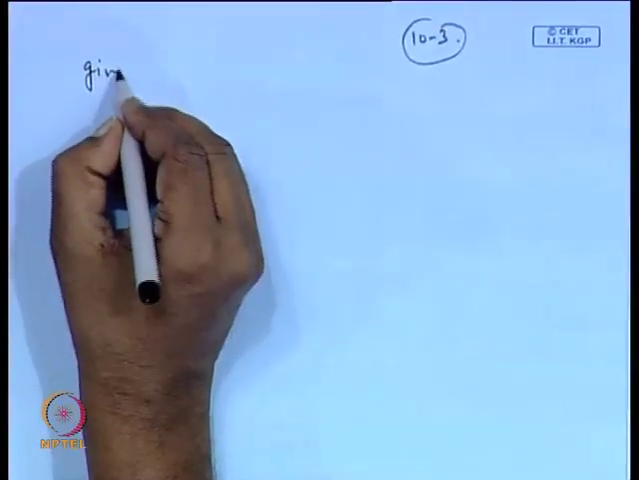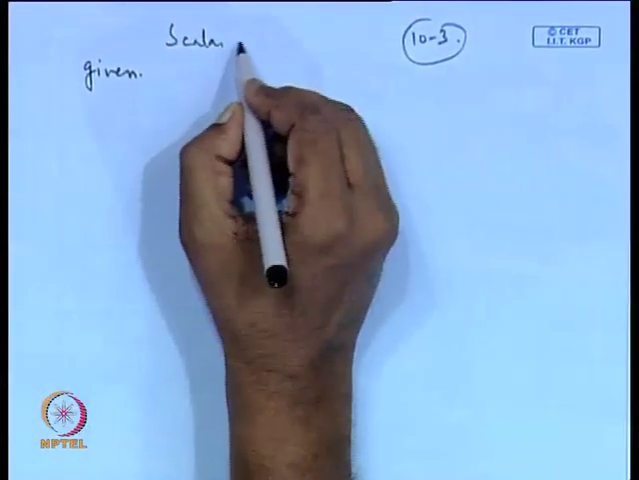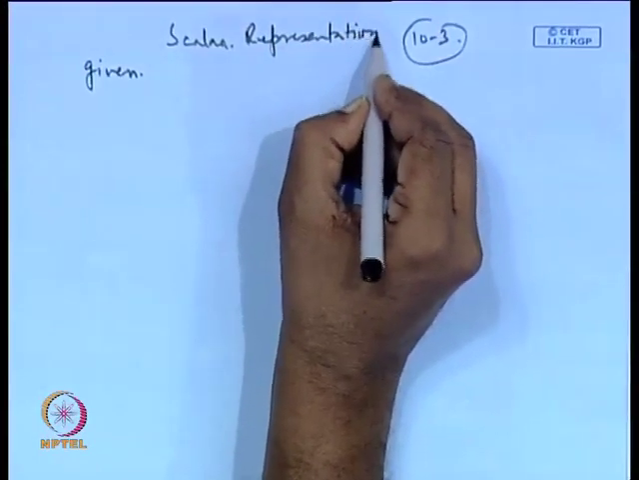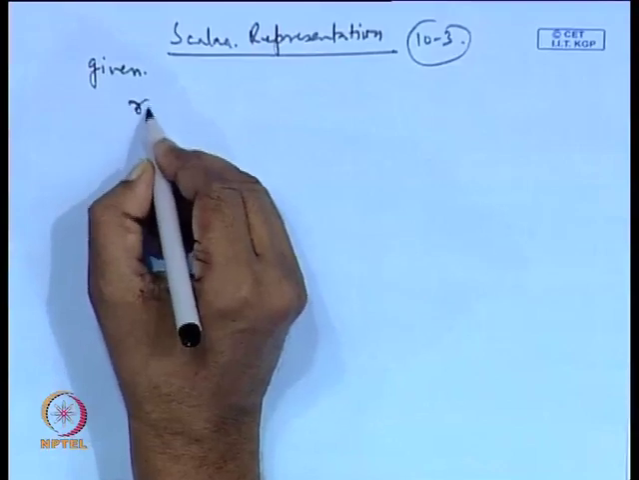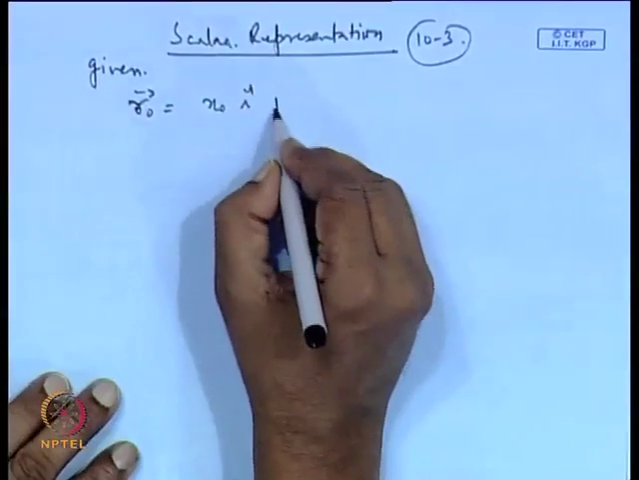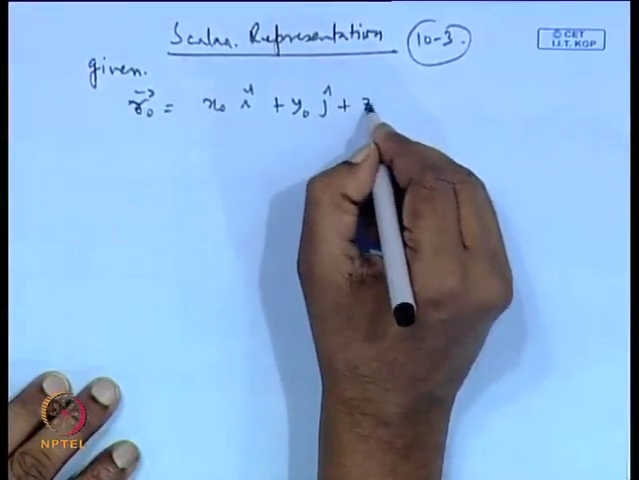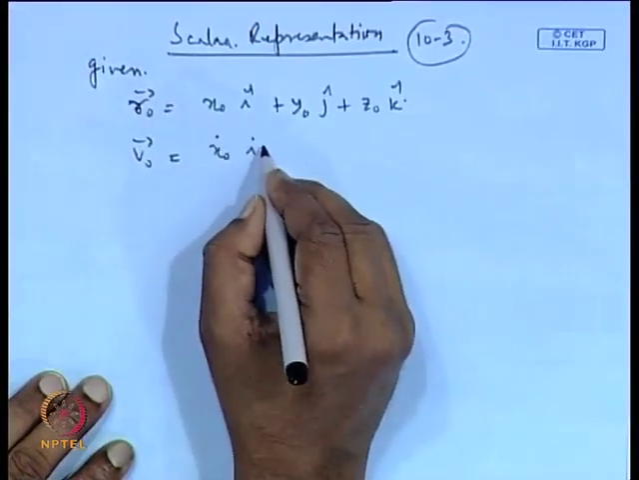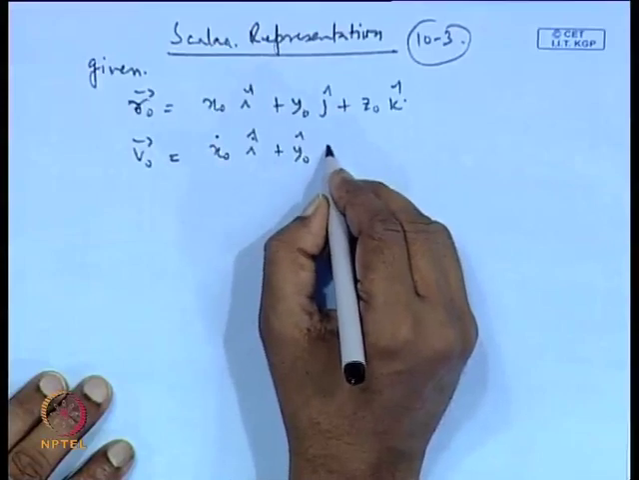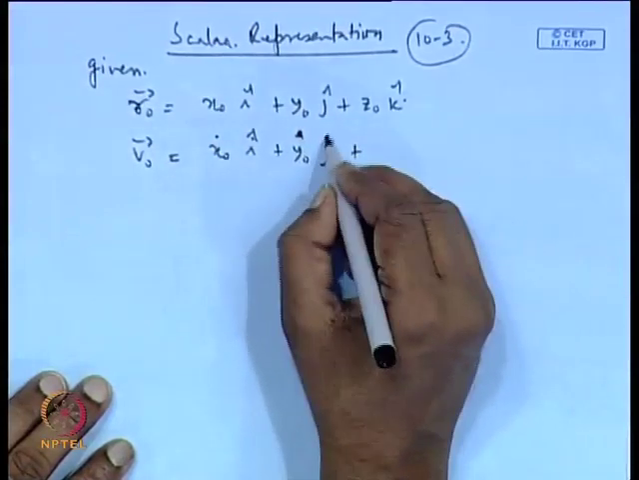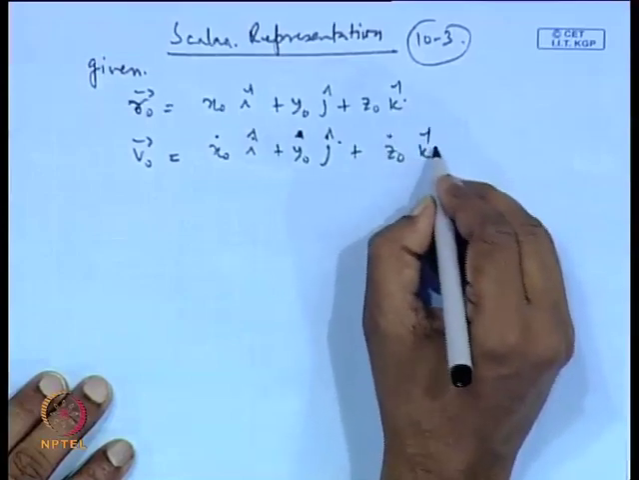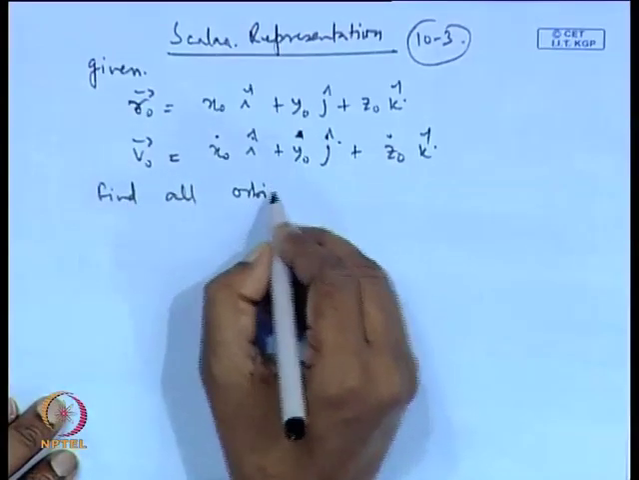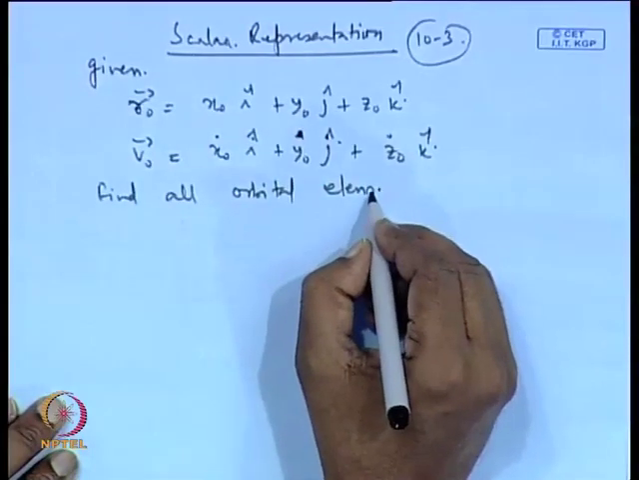So, given the scalar representation, r 0 is equal to x 0 i plus y 0 j plus z 0 k, and v 0 is equal to x dot 0 i plus y dot 0 j plus z dot 0 k, find all orbital elements.